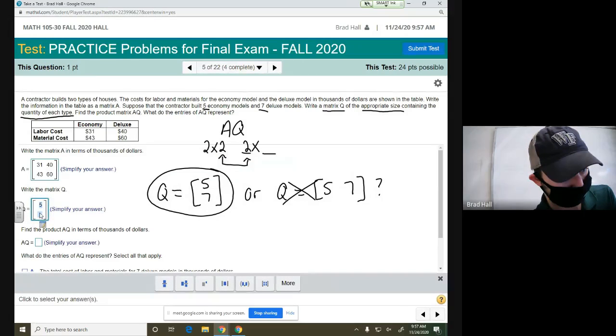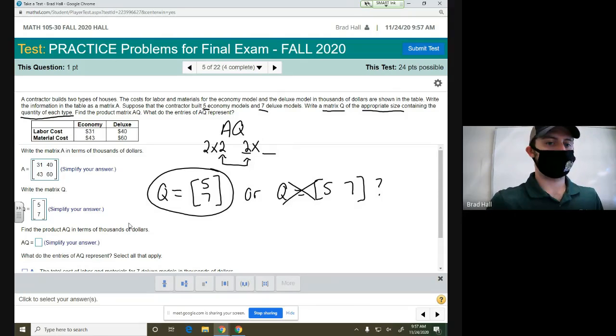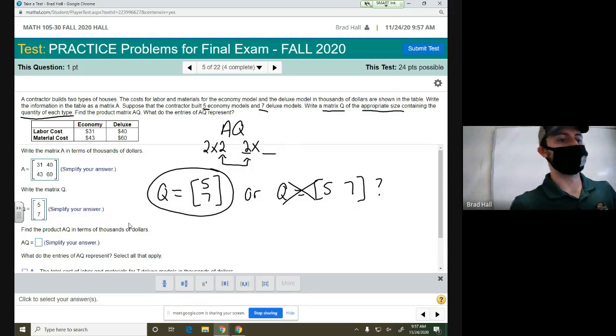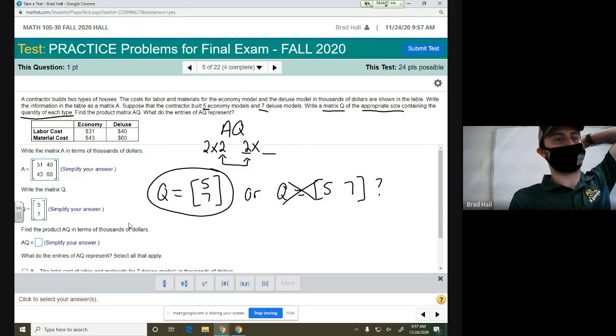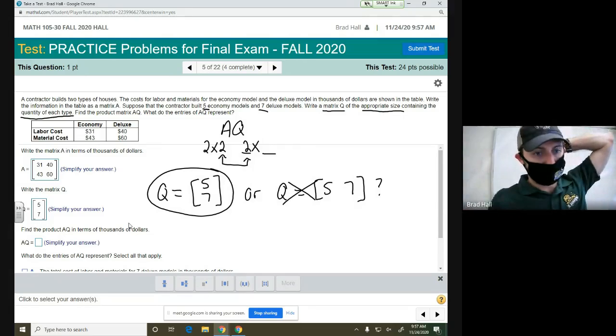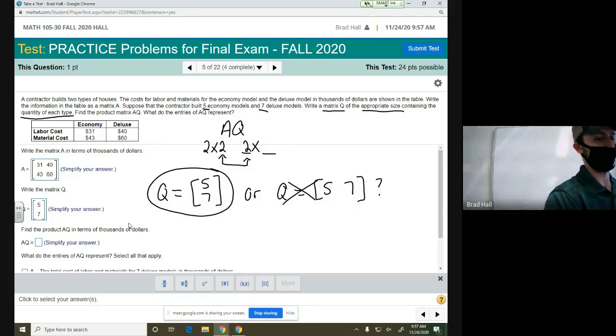So the matrix is 2 rows and 1 column, simply 5 and 7. So that's the thought process here. And the only reason we formatted it as a column matrix instead of a row matrix was so that the next step will actually make sense.